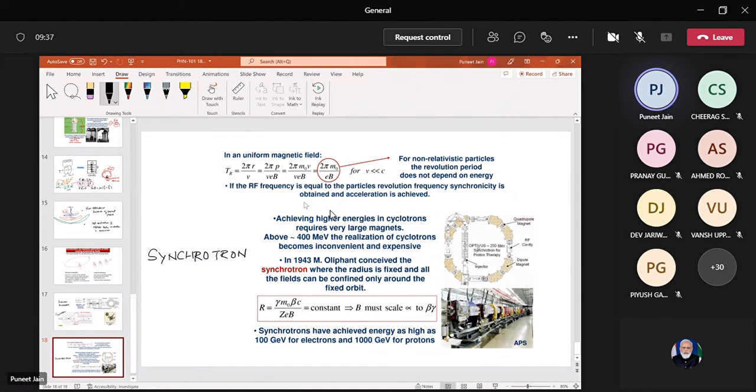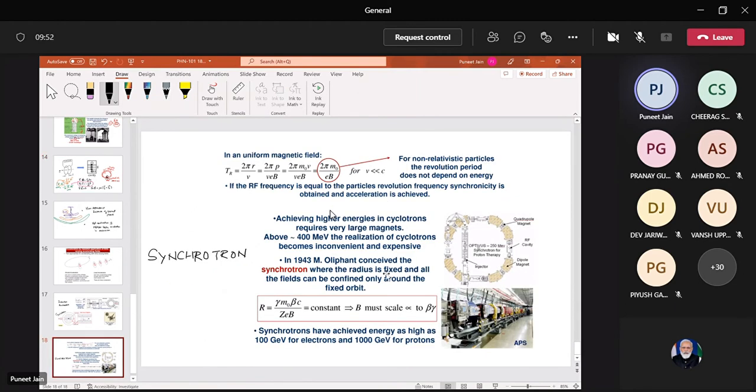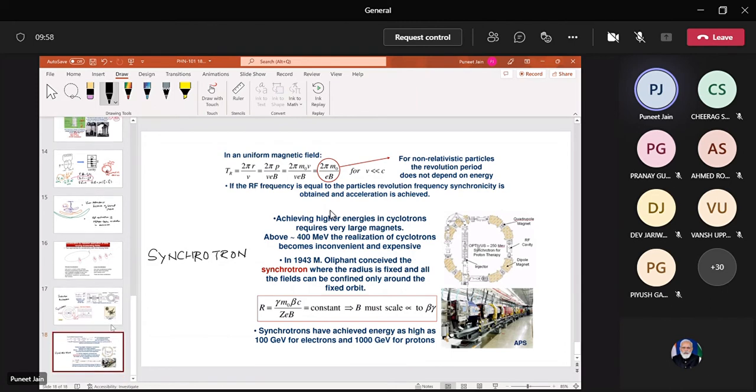If the particle trajectory remains the same, I mean the area is not changing, but the magnetic field is changing, just go to this equation. If B is changing, then whatever device you get is known as a synchrotron. And if A is changing, then the device you get is called a cyclotron. So these are the things.